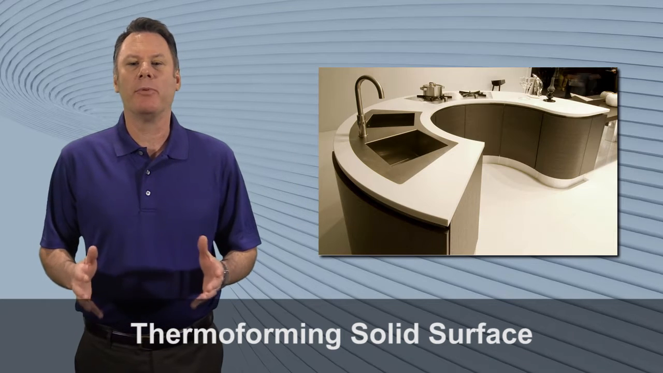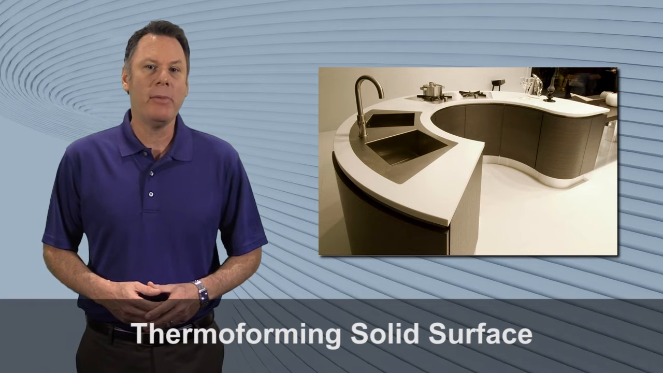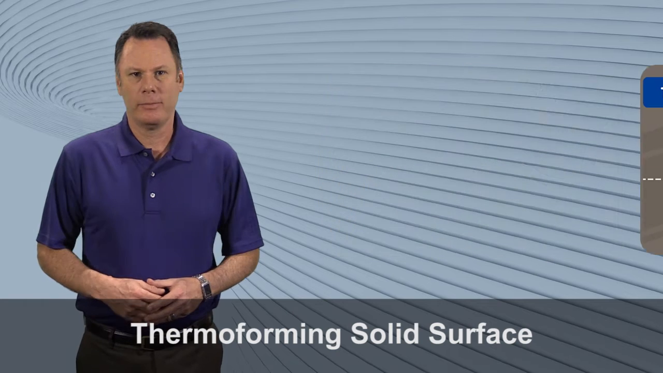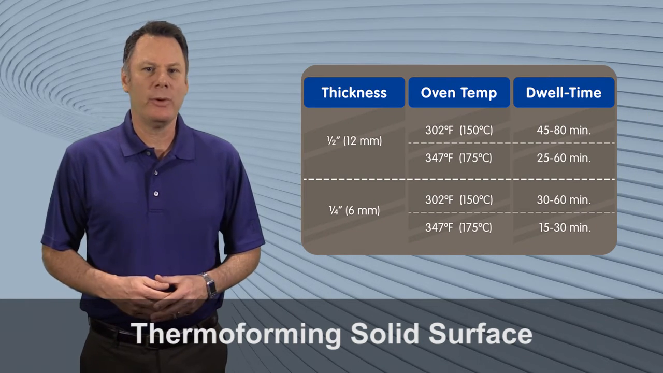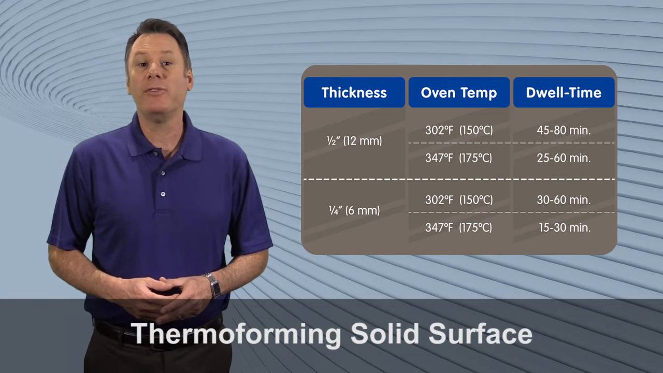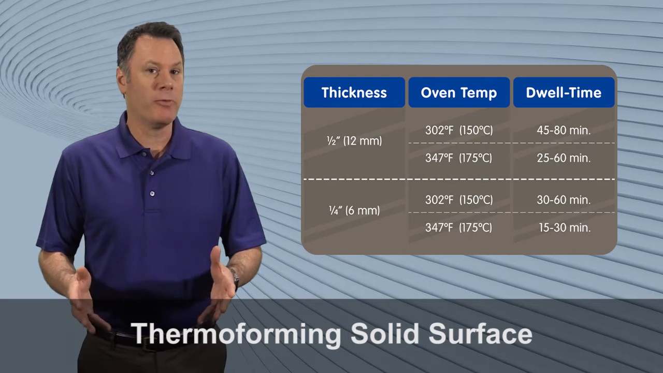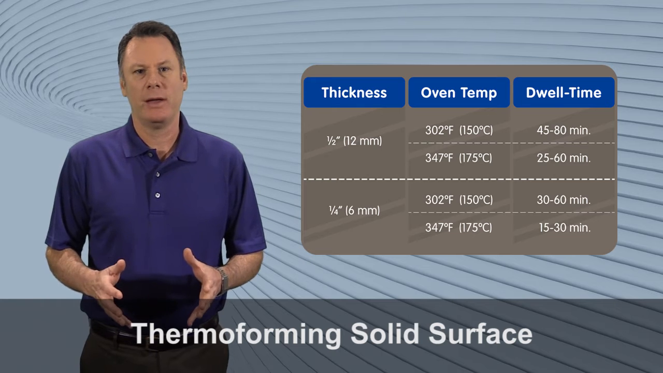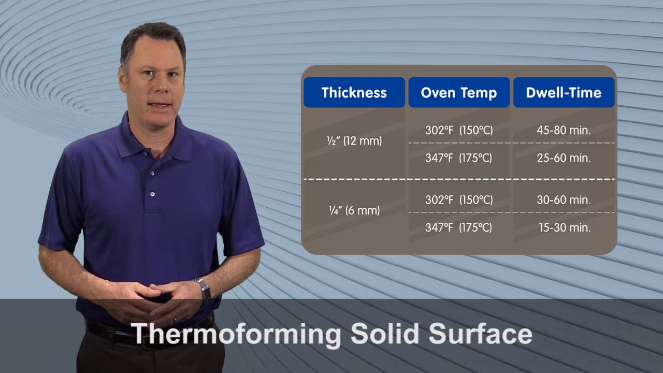Molds are generally made from plywood or medium density fiberboard, MDF, in male-female sections to hold the heated sheet in the desired shape. Solid surface material is heated to a temperature between 293 degrees Fahrenheit, 145 degrees Celsius, and 347 degrees Fahrenheit, 175 degrees Celsius, for thermoforming. Lower temperatures may crack and whiten the material, and higher temperatures can result in blistering, whitening, or cracking.